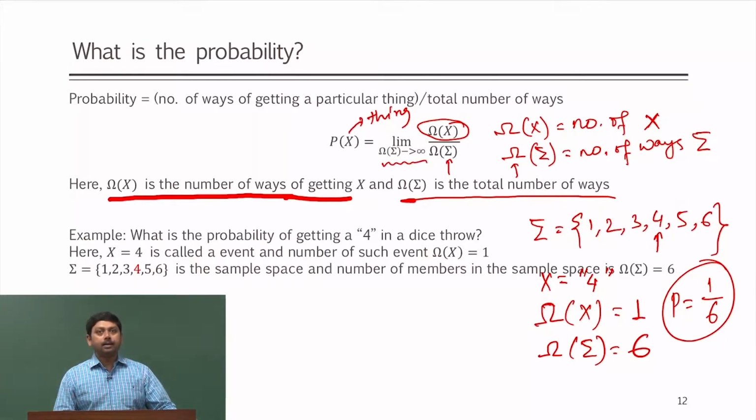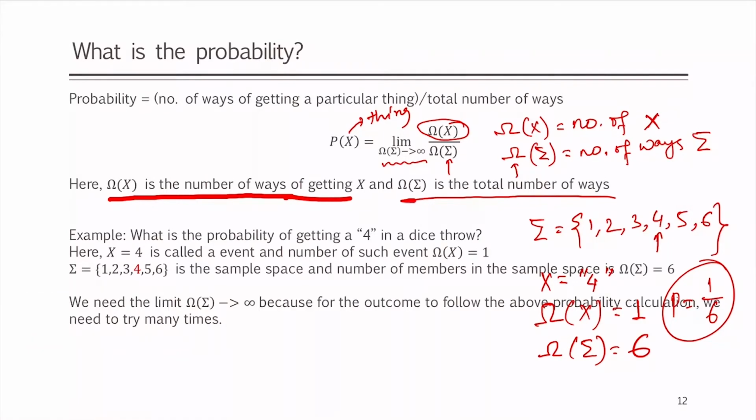So, the probability of getting a 4 is 1 by 6 and notice this limit thing, that this is saying that this will not happen if you do just once. If I just throw 1 or 6 times, I may not get a 4 once. It only happens when my sampling is much more. So, we need this limit sigma tends to infinity, because for the outcome to follow the above probability calculation we need to try many times.